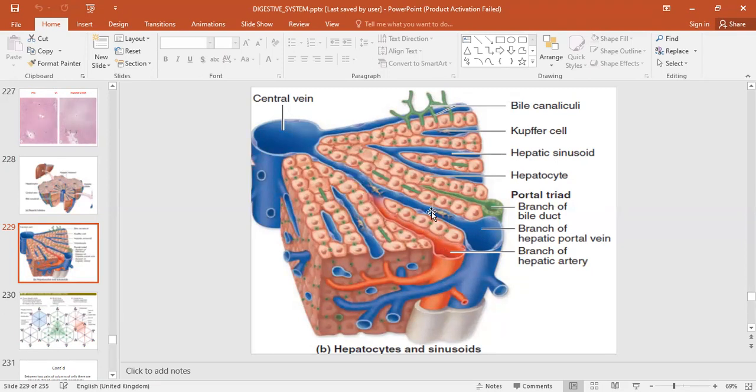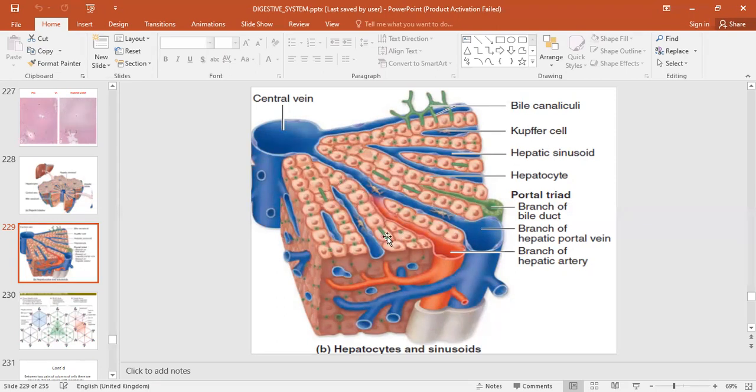Now, within the sinusoids, we find a special type of macrophages. You can see those in brown. Those are macrophages. Here in the liver, they are called Kupffer cells. All sinusoids in the liver have macrophages, and macrophages act there as guards. They destroy old red blood cells, which are removed by these macrophages called Kupffer cells. So by the time blood reaches the central vein, it is cleaned by the macrophages.